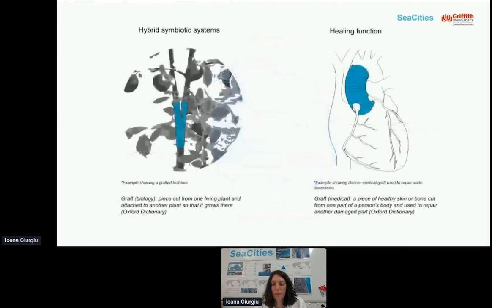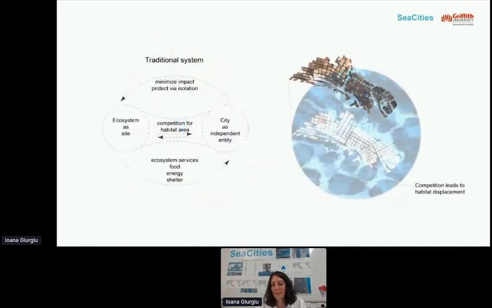In biology, grafts are used to create hybrid species by establishing new symbiotic relationships, while in the medical field, grafts perform the function of healing, being used primarily to repair damaged tissue. So, if we look at current land-based city systems through the lens of grafting, we can see that although cities rely on ecosystems for services, food, energy, and shelter, the urban and ecological systems compete in terms of land and habitat use. The relationship is not equitable in the sense that the ecosystem is providing positive inputs while cities only offer mitigation of negative outcomes derived from urban growth.